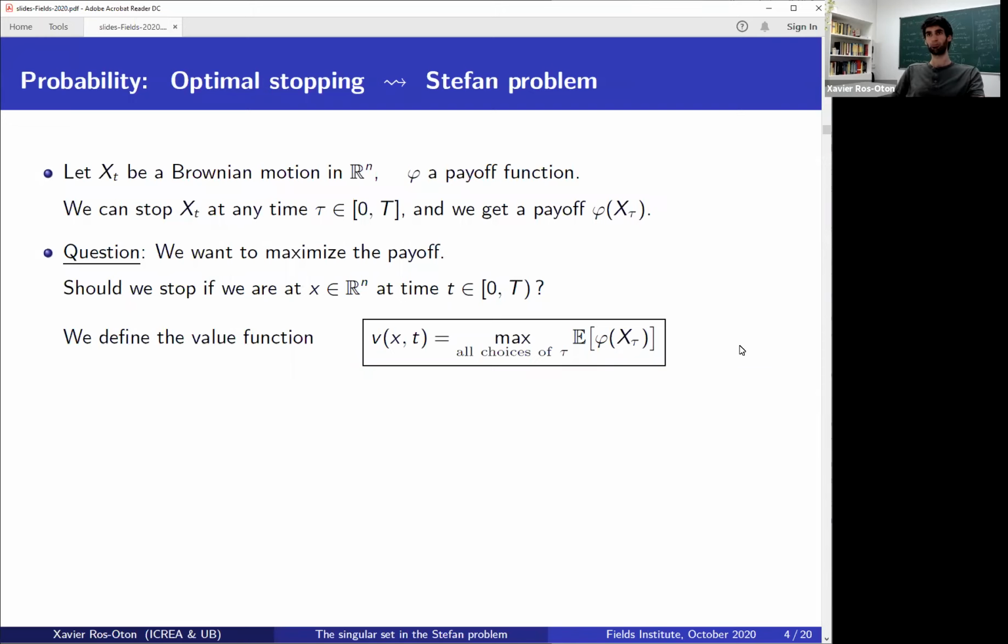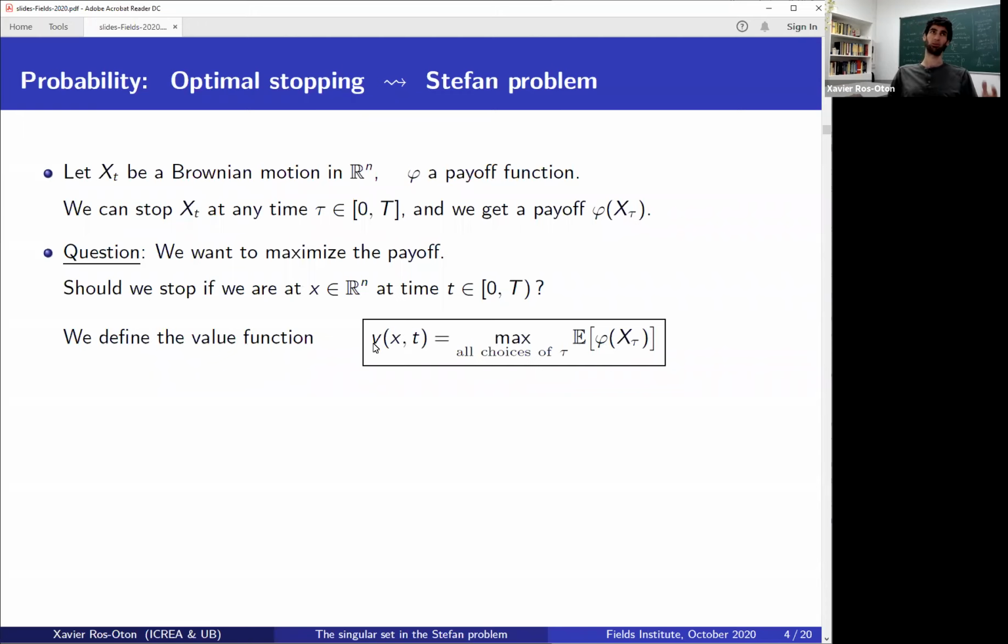This is all the information I have, and then I can decide whether to stop at present, or if I want to continue and see if the future expected payoff is better than where I am now, then I will. So the optimal strategy is to not stop and let it continue until it goes to a better region of R^n. And then this function v turns out to satisfy three properties. The first one is that because I can always stop, v is always bigger or equal than phi. Then because I can always continue, in a sense, it solves the heat equation.